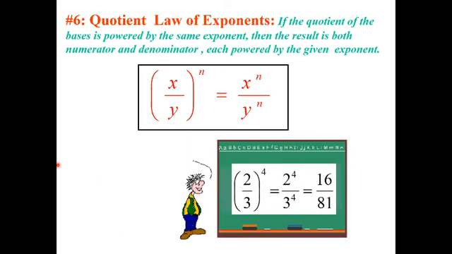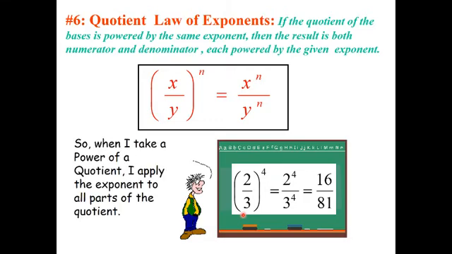And this is an example. 2 over 3, all to the power of 4. This is going to be 2 to the power of 4 divided by 3 to the power of 4. The numerator is raised to the power of 4 and the denominator is raised to the power of 4. This is going to simplify to 16 over 81 because 2 to the power of 4 is 16 and 3 to the power of 4 is 81. So make sure when you take a power of a quotient, you apply the exponent to all parts of the quotient, the numerator and the denominator.